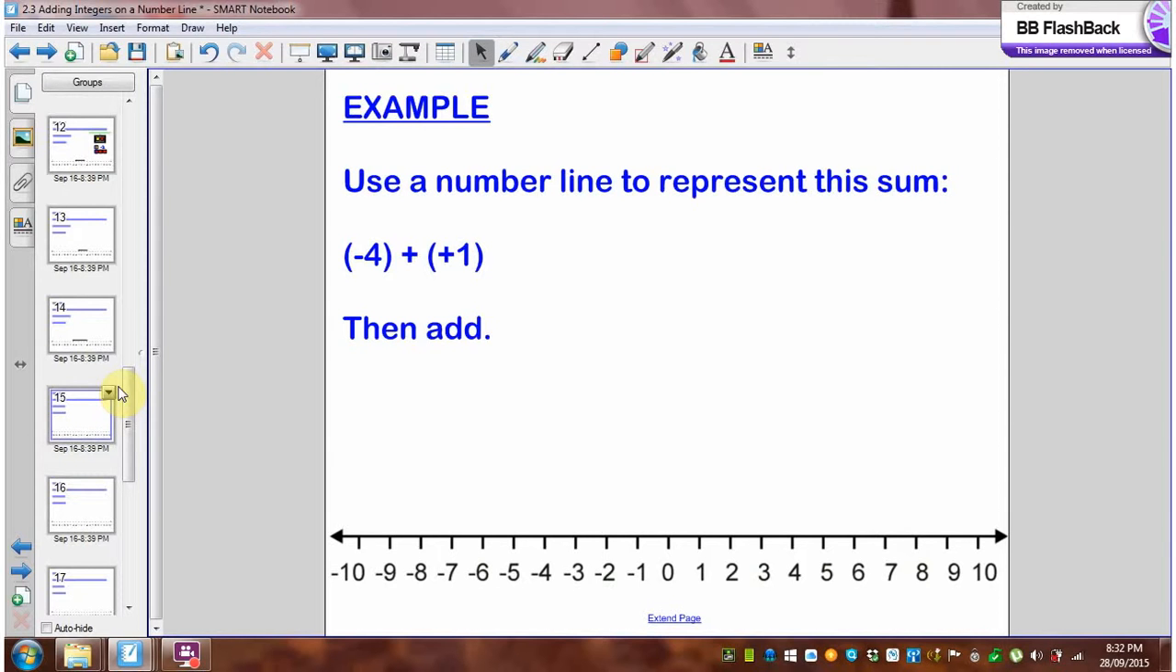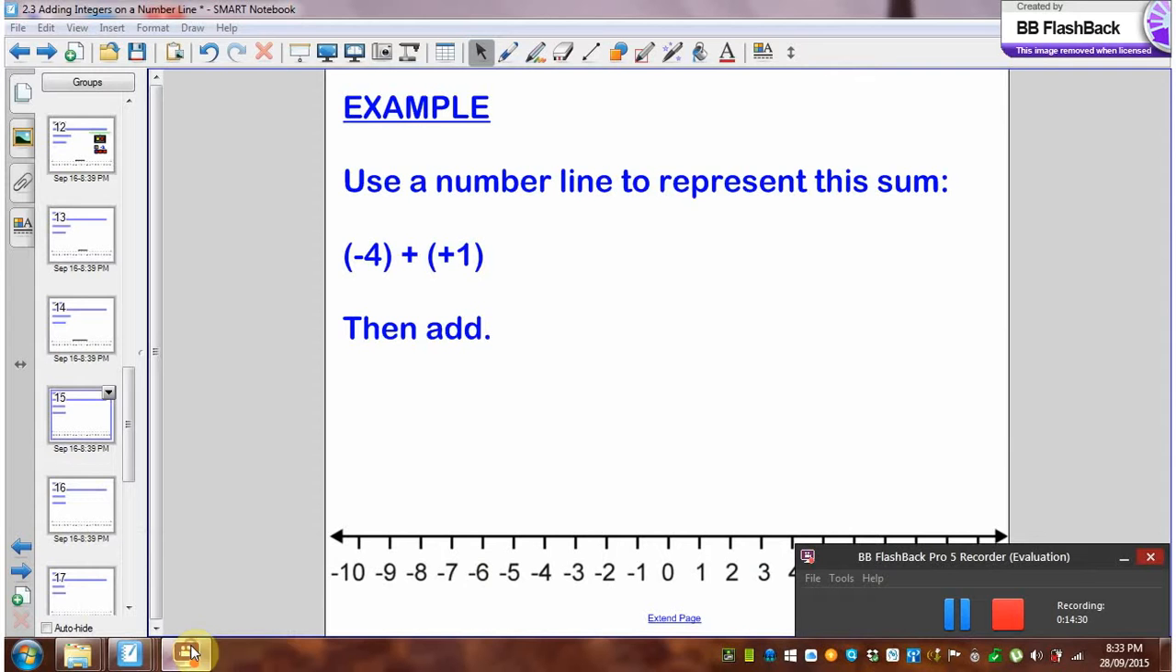Okay, example we're going to do together. Make sure you write this in your notes under example. Write that down, and then when you're ready, press play, and then come on back, and we'll do this one together now. This is an example.